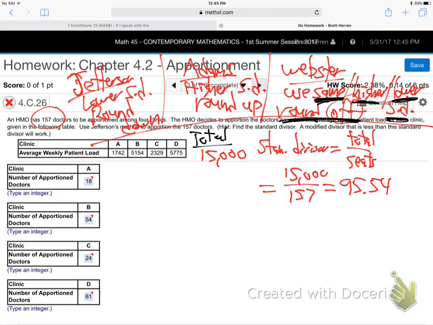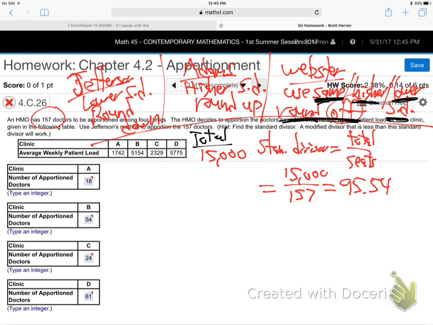Jefferson says round down. He means everybody down, even 0.9999 down. Right? And Adams means everybody up, even 0.01 up. Right? So those are the three methods, other than Hamilton. Hamilton we just did.